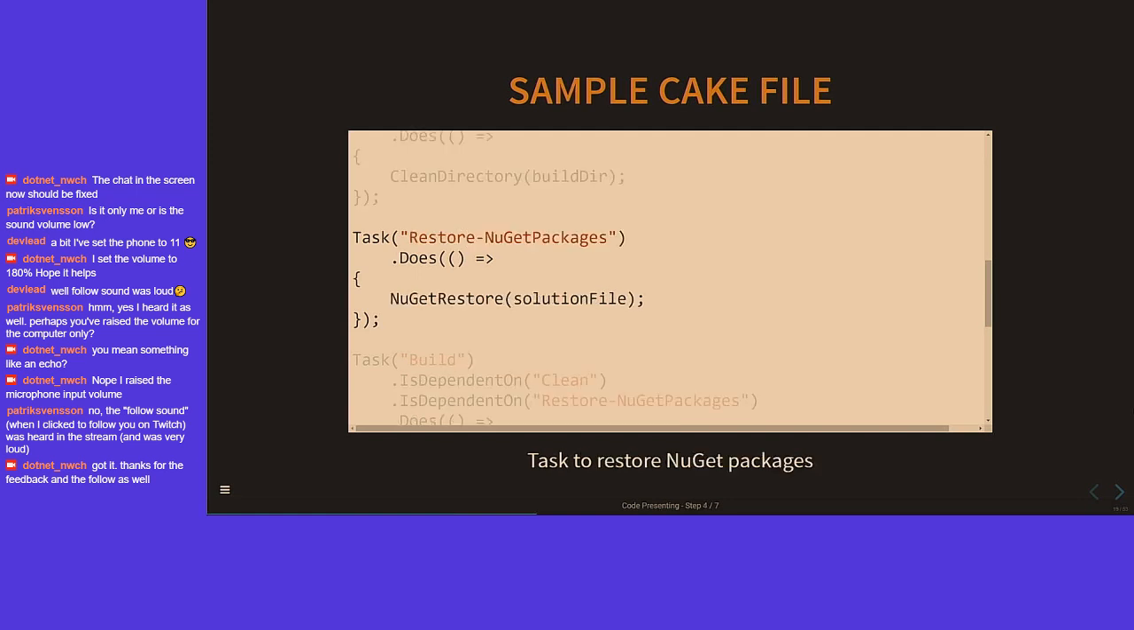We can do another task for restore NuGet packages, which calls a NuGetRestore alias, which is also shipped out of the box by Cake. NuGet is one of the tools which it has support for out of the box. So there you have an alias, and we just pass it the path to the solution file, and then it restores all the NuGet packages.